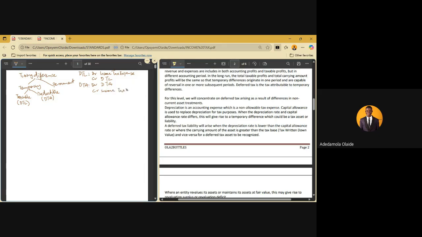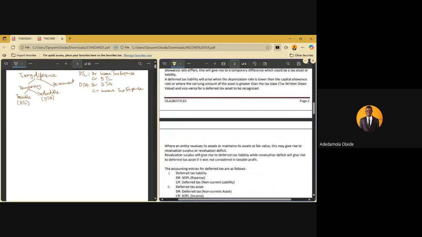Then every year we'll be treating it more like the way we treat provision. So if it increases, the increase will also go to deferred tax expense and to our deferred tax liability. But if it decreases, then we do the flip. We debit the deferred tax liability and credit our income tax expense.